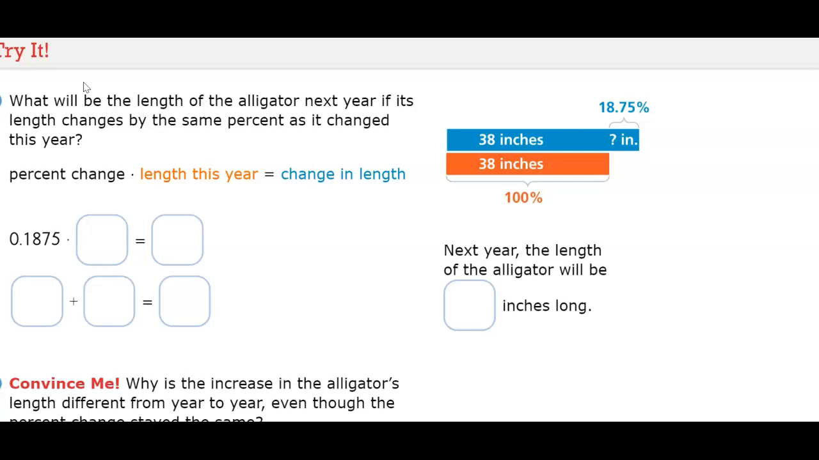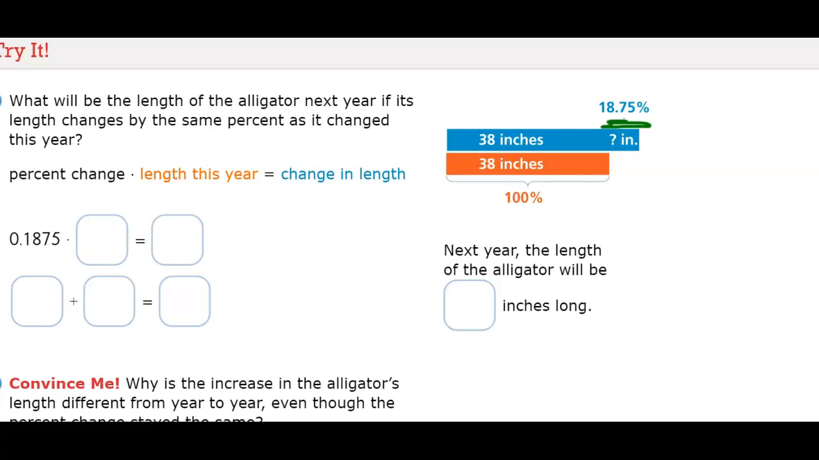So the percent change is 0.1875, and again they took the percentage, put it over 100, and that's how they got the 0.1875.